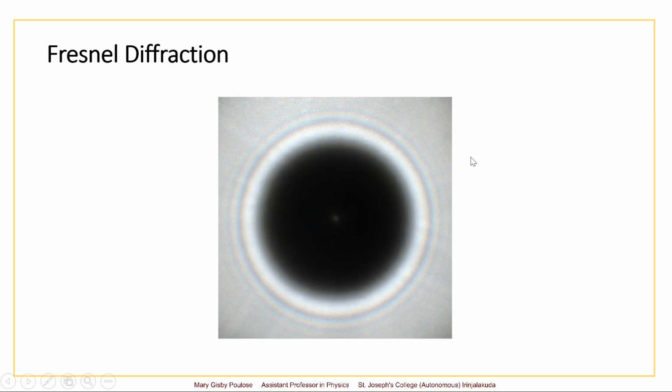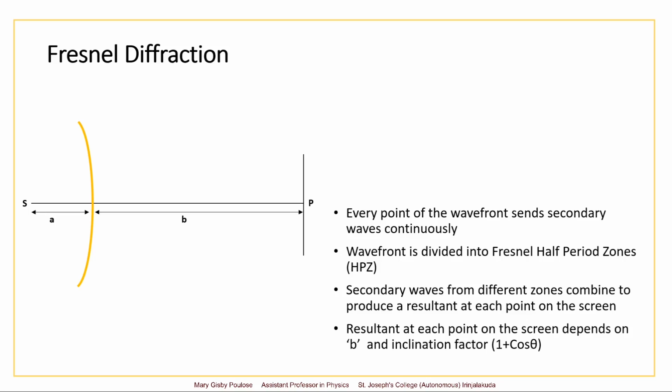Now, to explain Fresnel diffraction, Augustin Fresnel made a few assumptions. Let's go through that. During Fresnel diffraction, the interacting wavefronts will be either spherical or cylindrical. Let us see a spherical wavefront of this nature. It is at a distance of small a from the source and at a distance of small b from the screen. The optic axis is shown by the line SP, and the center of the screen is P.